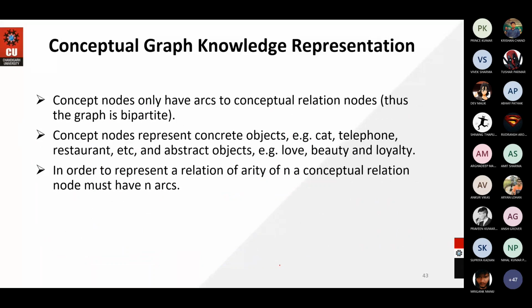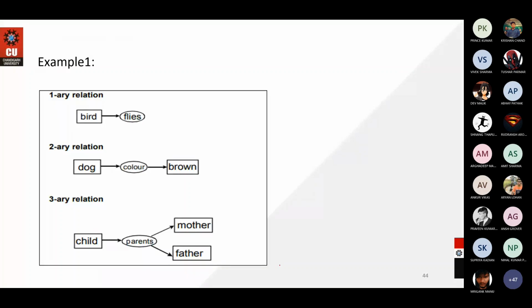So the concept nodes only have arcs to the conceptual relation nodes. Thus the graph is bipartite, and concept nodes represent concrete objects like cat, telephone, restaurant, etc. They can also represent abstract objects like love, beauty and loyalty. In order to represent the relation, we have to use the arity, that is the number of nodes in the relation itself. So we can have an example of this, in which types of relationships are shown.